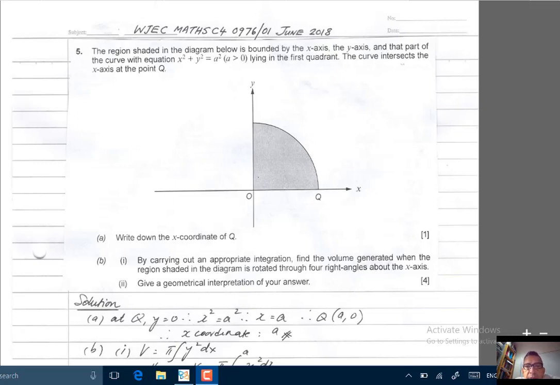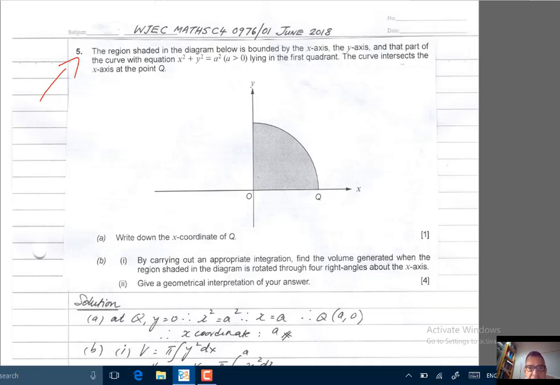Hi, in this video, we are going to discuss a past year question from the WJEC board. It appeared in June 2018. The paper is Maths C4 0976/01. Question number 5. The region shaded in the diagram below is bounded by the x-axis, the y-axis, and that part of the curve with equation x squared plus y squared equals a squared, a bigger than 0, lying in the first quadrant. The curve intersects the x-axis at the point Q.